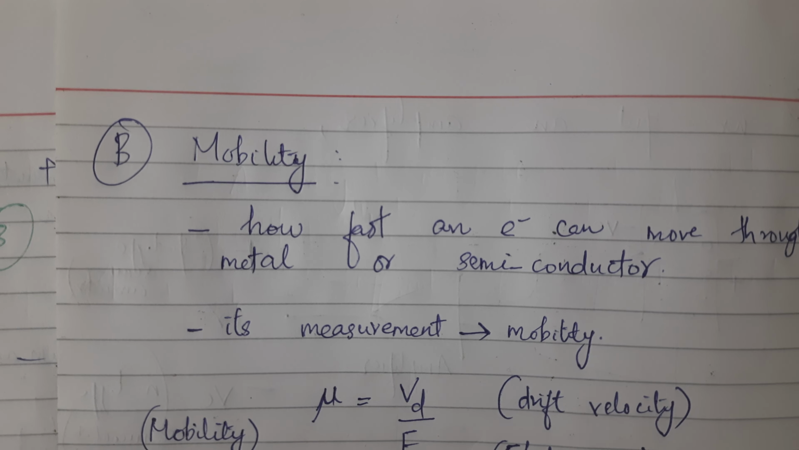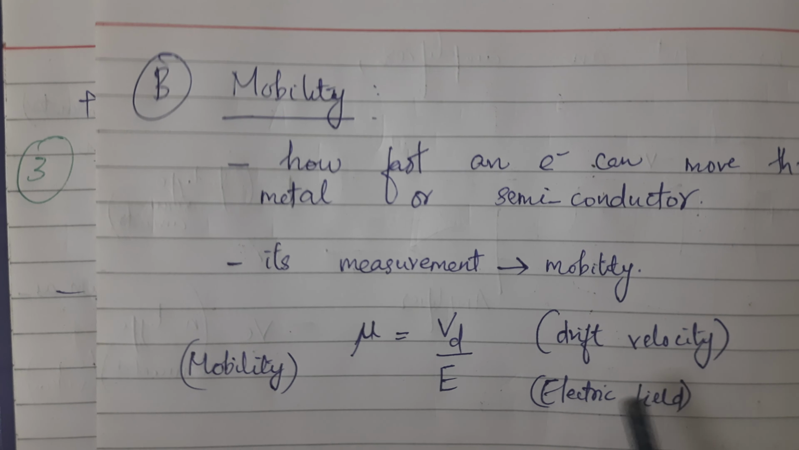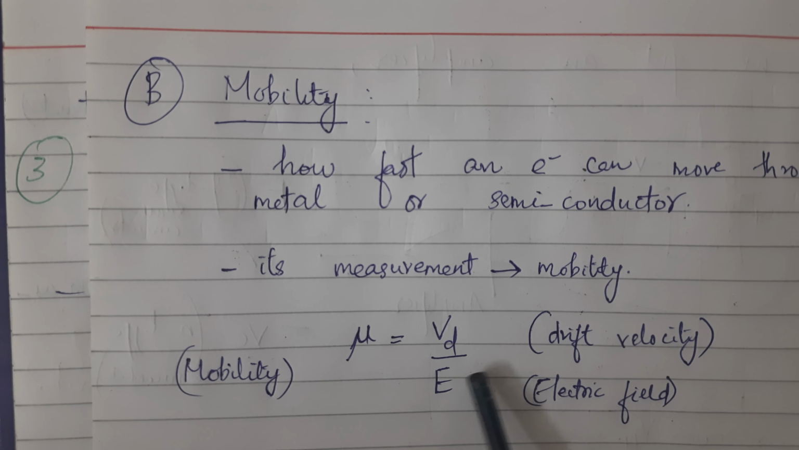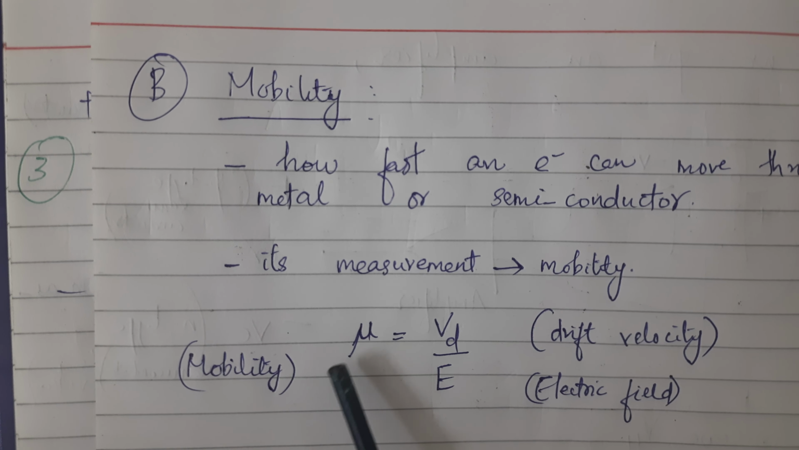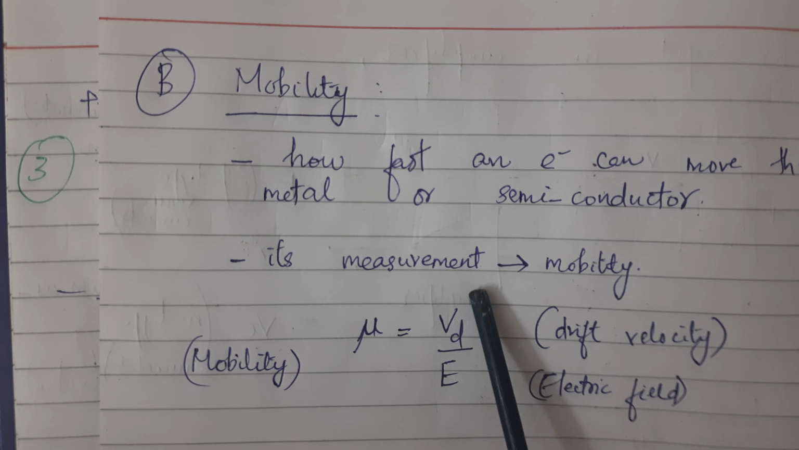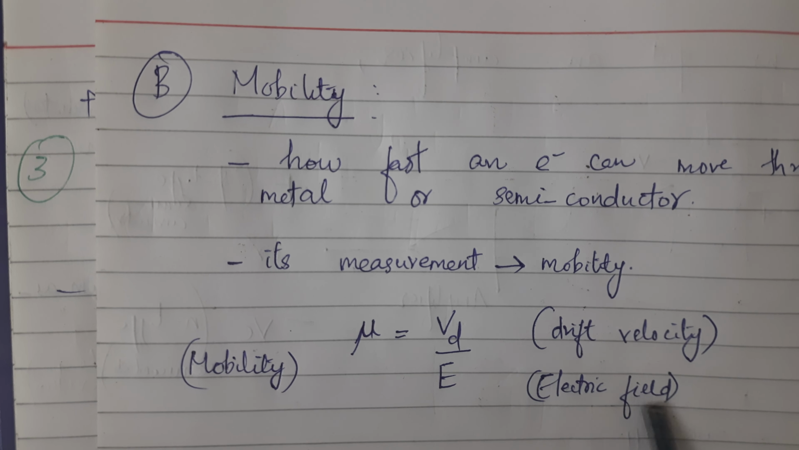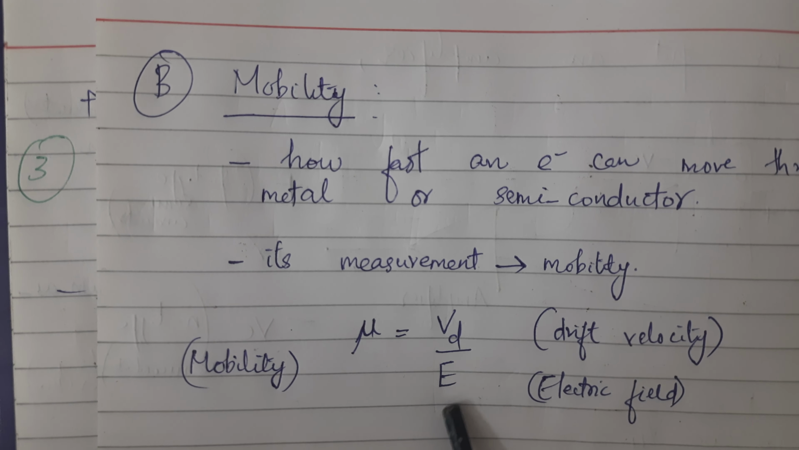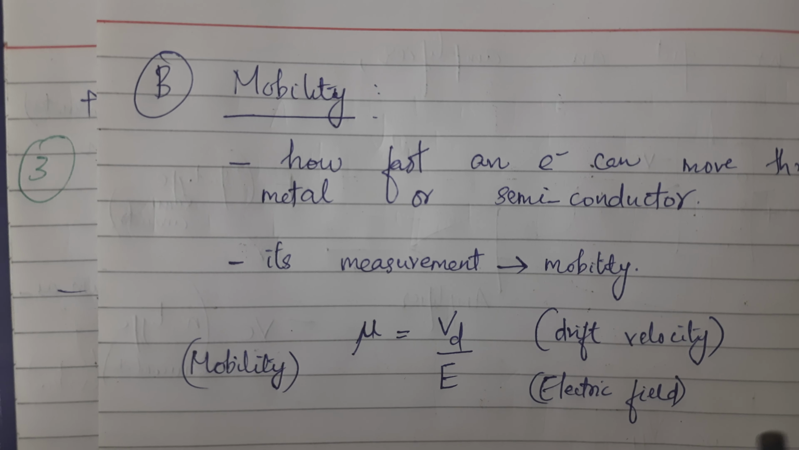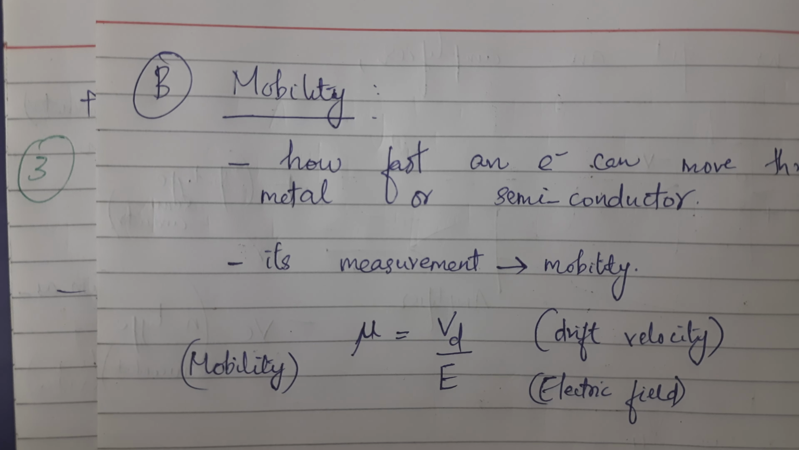And there is an equation for mobility also. It is Vd by E. Mobility is represented by the letter mu, and it is the drift velocity Vd divided by E, where E is the applied, sorry, the induced electric field. So mu is equal to Vd by E.